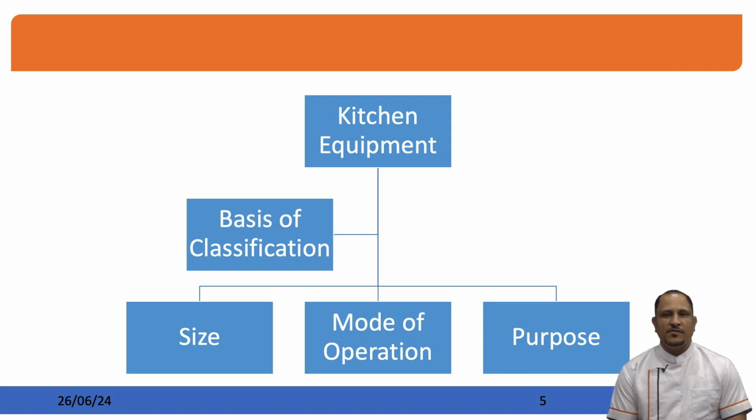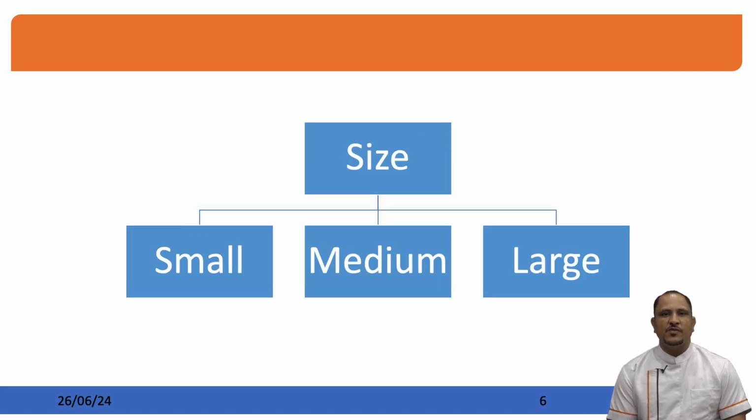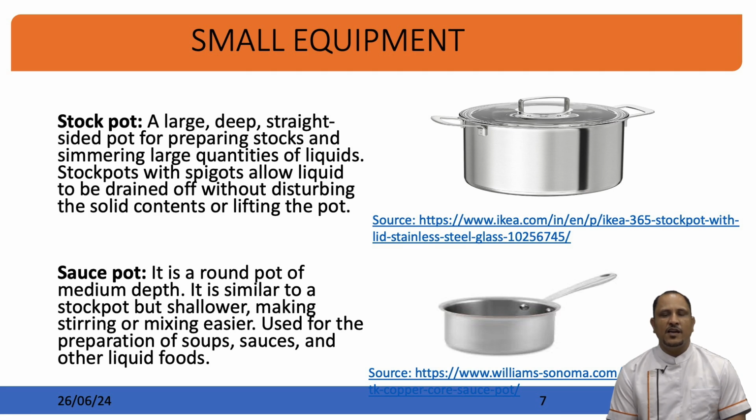So let's start with size as a basis for classification of equipment. On the basis of size, equipment can be classified into three major categories. These categories are small, medium, and large. Talking about small equipment, these are handheld equipment which can be easily operated or taken from one spot to another spot, or from one section to another section of the kitchen, like pots and pans.